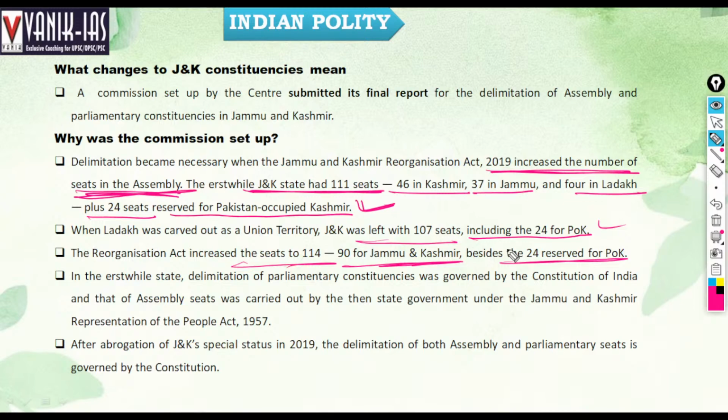In the erstwhile state, delimitation of parliamentary constituencies was governed by the Constitution of India, and that of assembly seats was carried out by the then state government under the Jammu and Kashmir Representation of People Act 1957. That's a different act. Earlier it was done that way, but now it is governed by the Constitution of India.